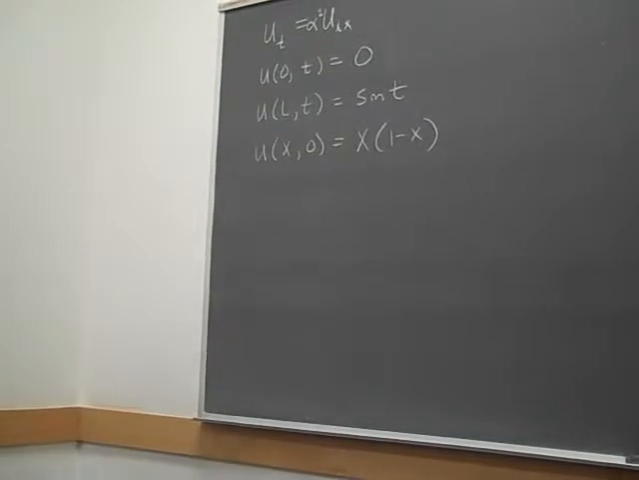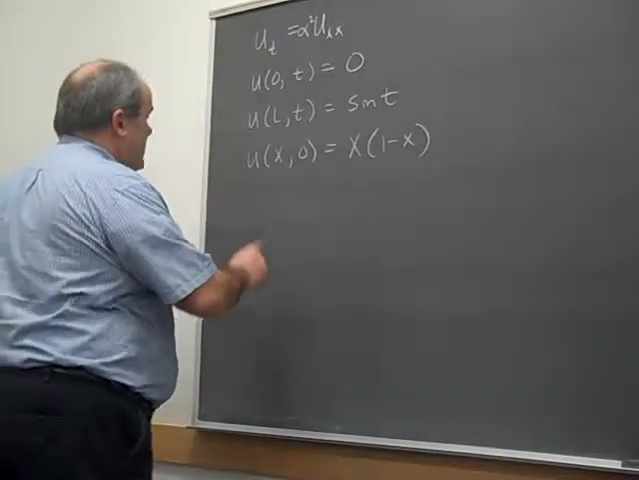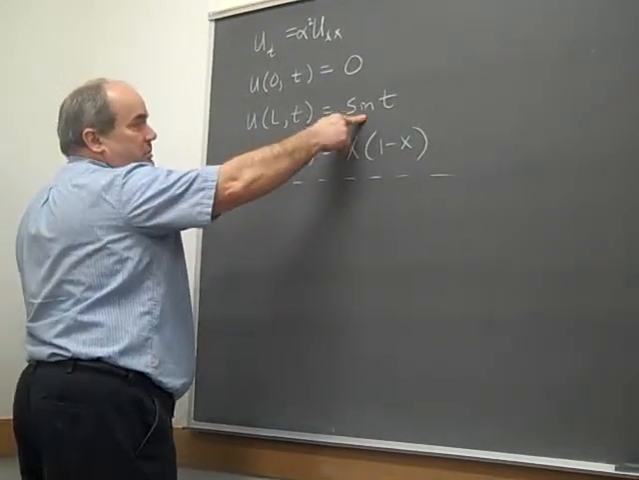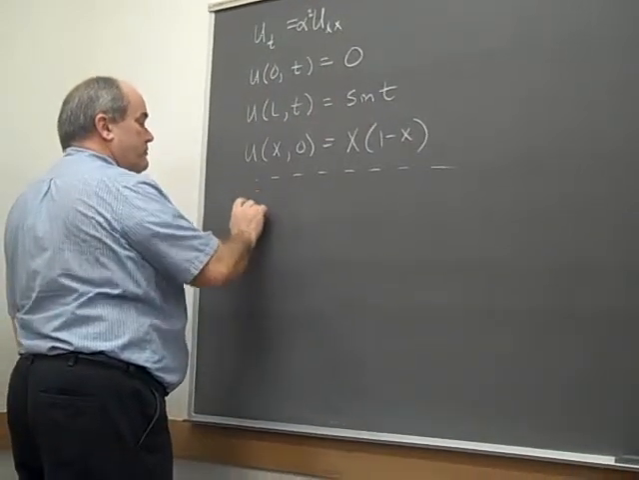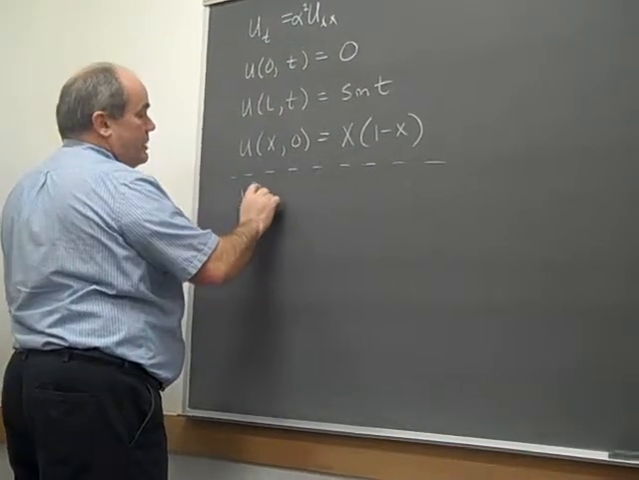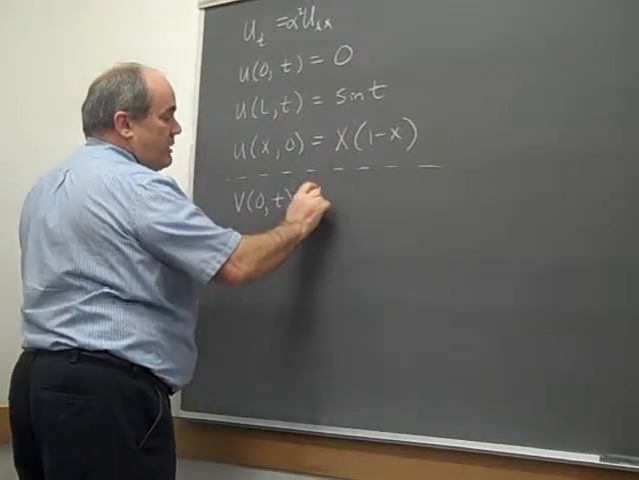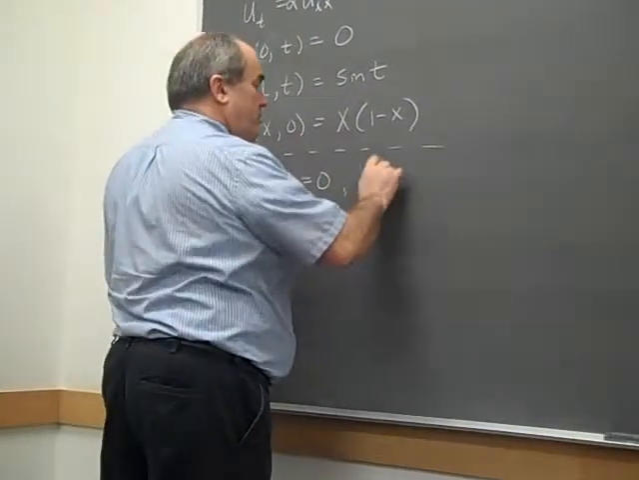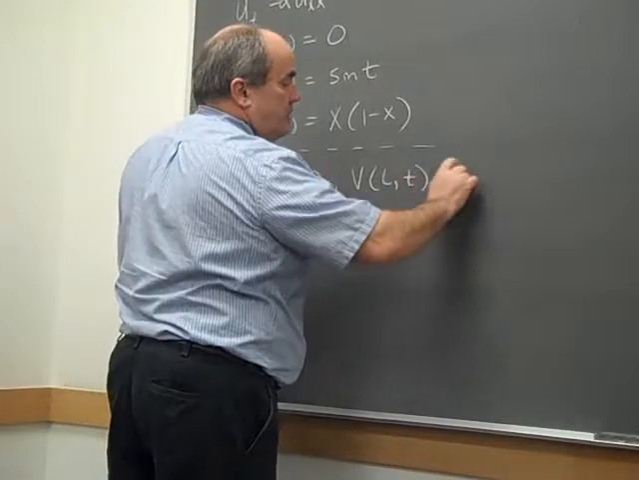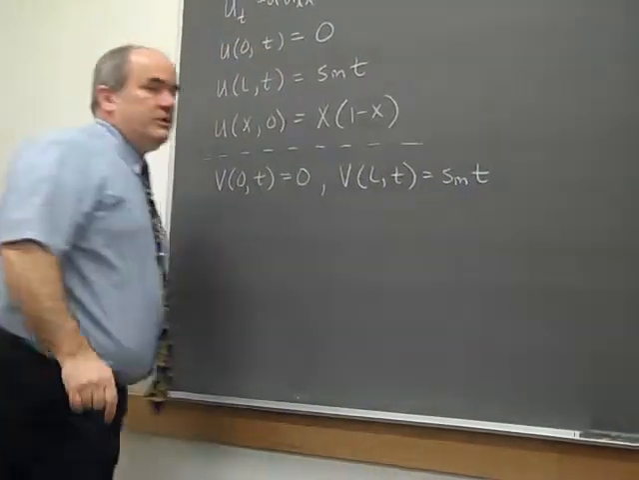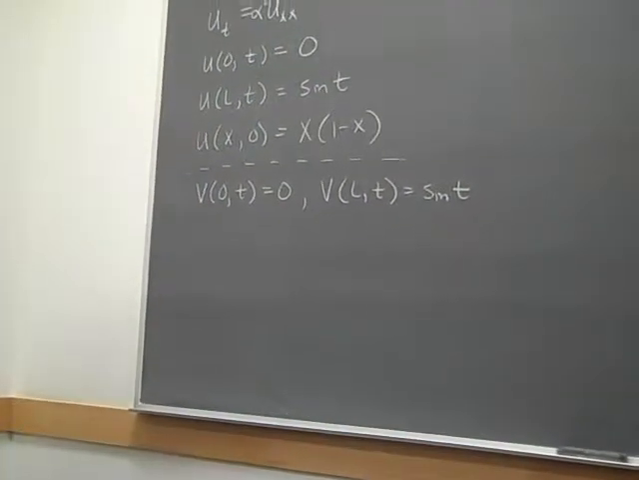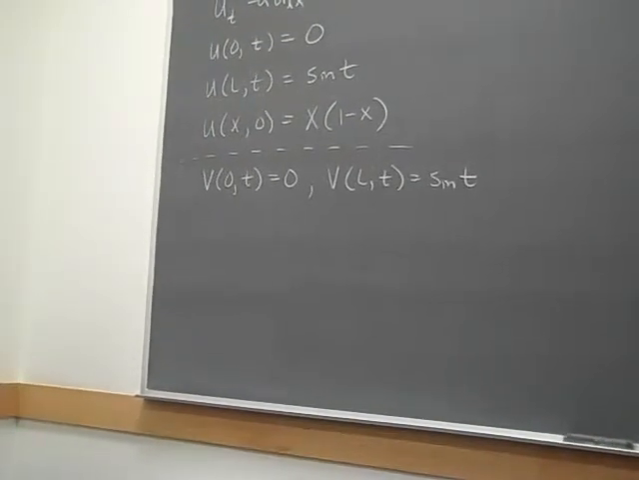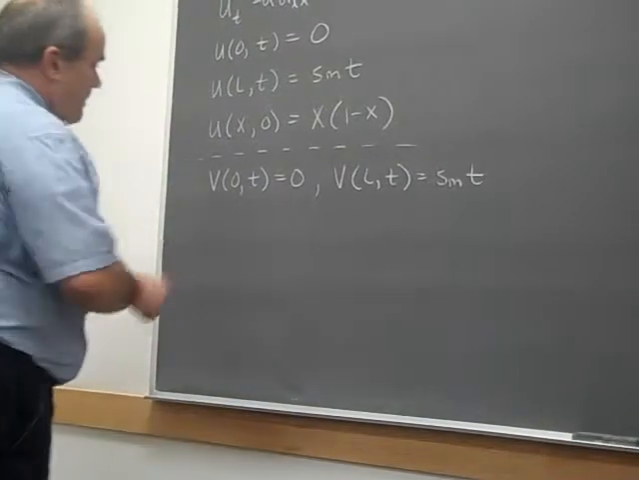Throw on another function that sets that equal to 0. Yeah, so I want to get rid of that boundary condition, so I'm going to create a new function v, which at 0 I want to still be 0, but at L I want to be sine of t, so that when I subtract this off of u, I end up with homogeneous boundary conditions. But you also needed to satisfy the PDE.